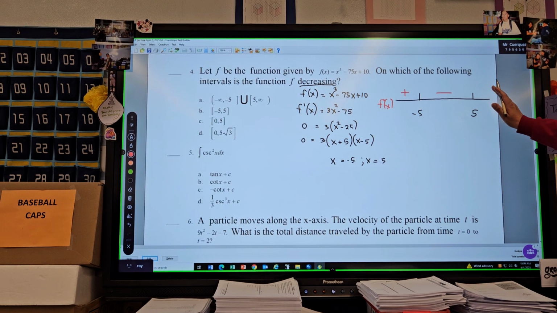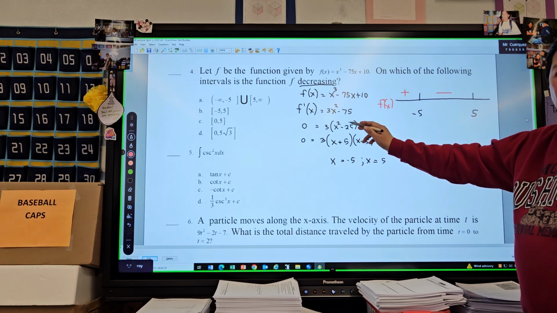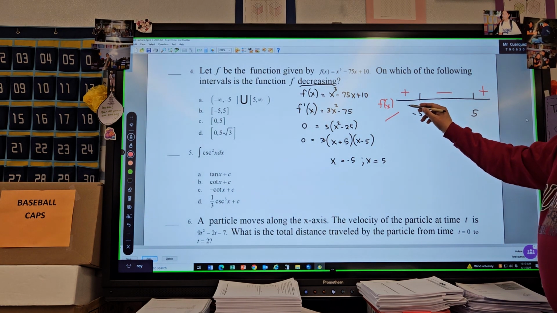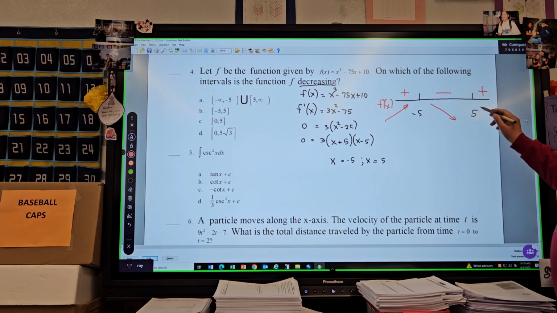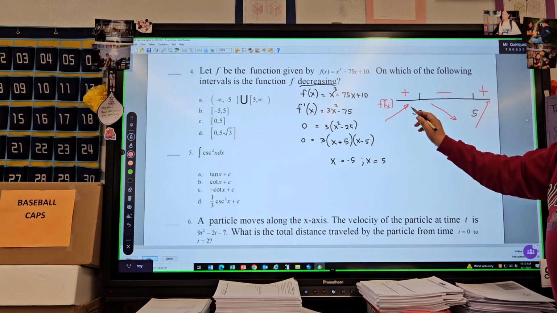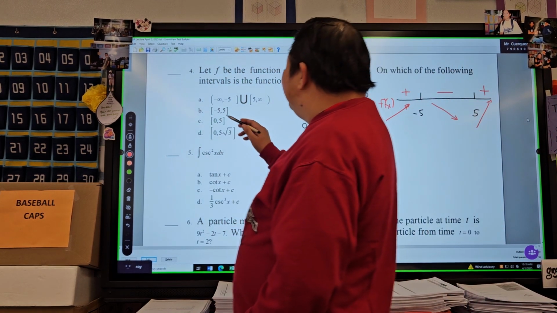Okay, how about 5? What are the numbers greater than 5? 6. If you plug in 6 right here, 36, same thing, the sign is positive, right? So, increasing, you get me? Decreasing right here, and then increasing right here. So what interval is the function decreasing? From negative 5 all the way to positive 5. So what is our best answer? Letter B. Very good.